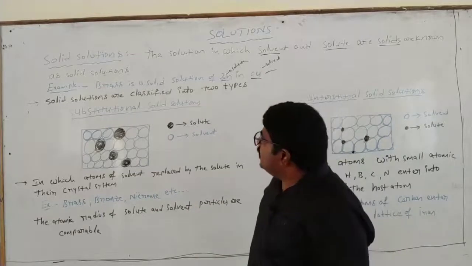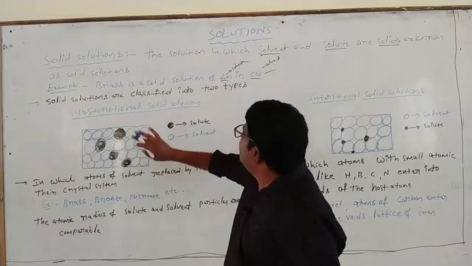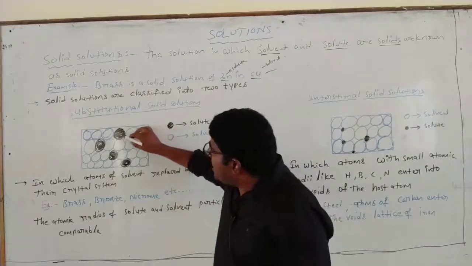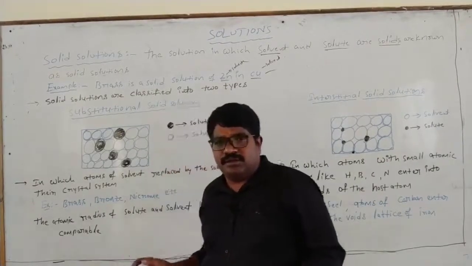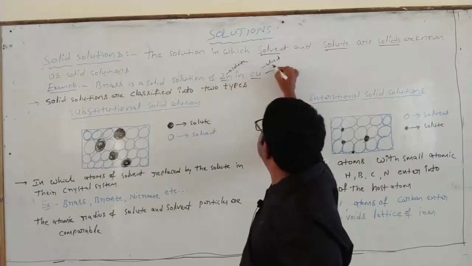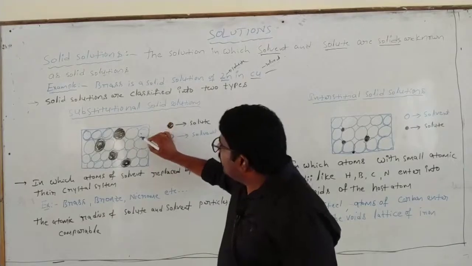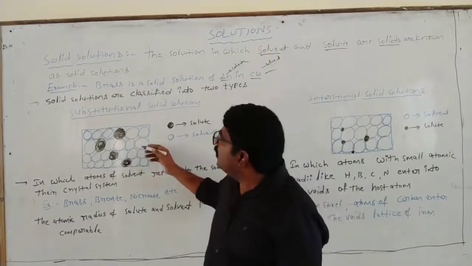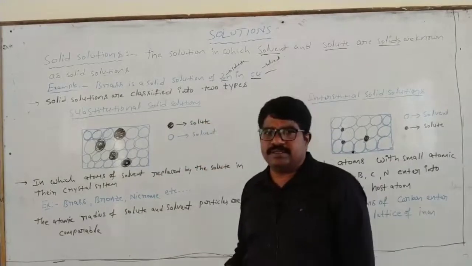Brass, as already said, contains copper atoms, but some of the copper atoms are replaced by zinc. Zinc is the solute particle, and copper is the solvent. The solvent particles like copper are replaced by zinc particles. These are called substitutional solid solutions.